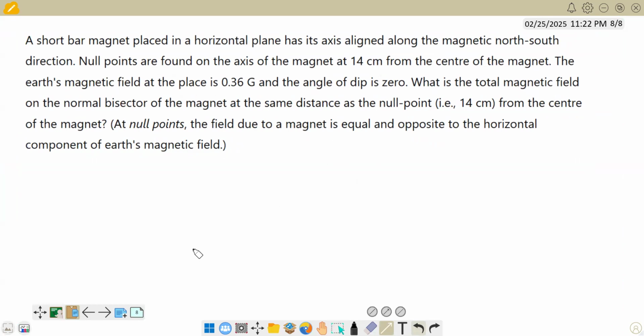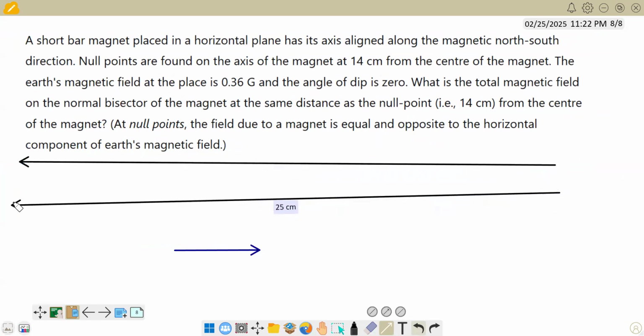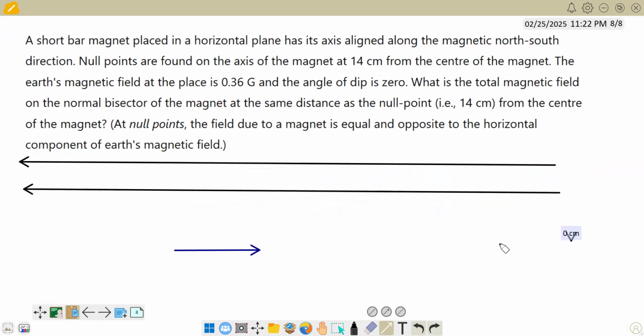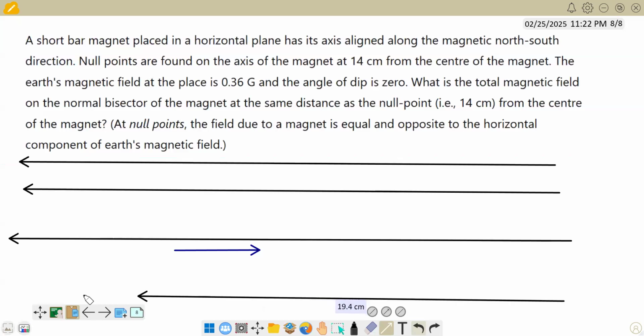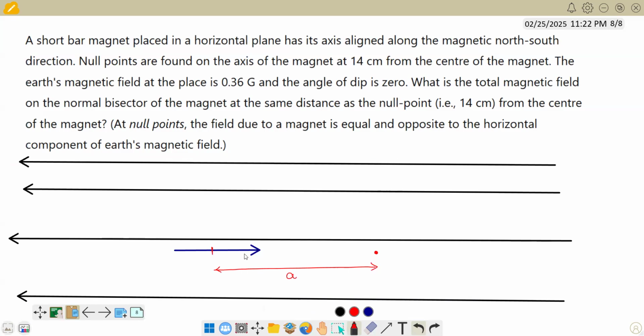Suppose you take our bar magnet in this way, and since magnetic field lines of the earth are continuously going in one direction at every point, like in the entire room, the magnetic field lines are continuously traveling in the same direction. You select one point on the axial line. Let us assume that point is at a distance a from here. And the magnetic field due to our magnet would be in this direction. And magnetic field due to the earth, we can clearly see, is in the opposite direction.